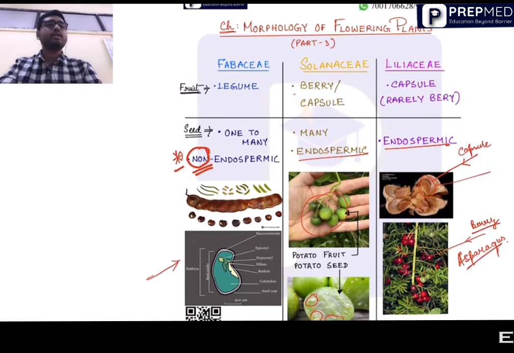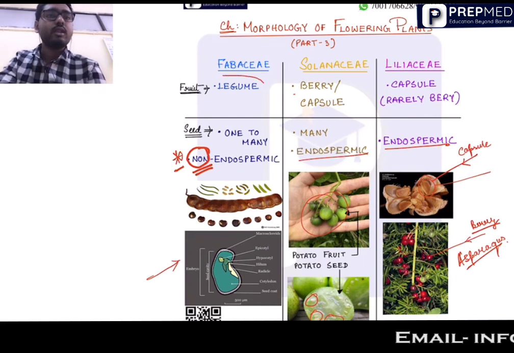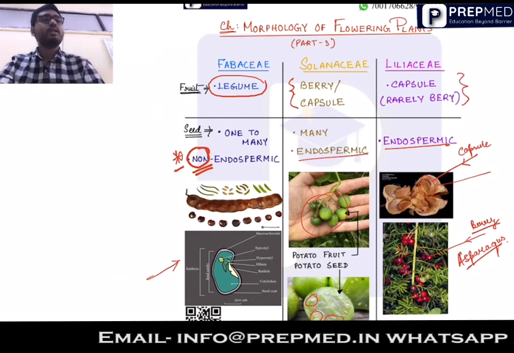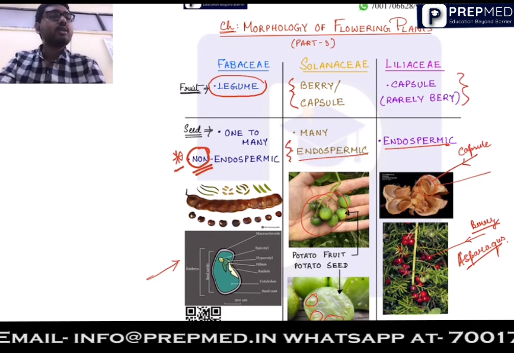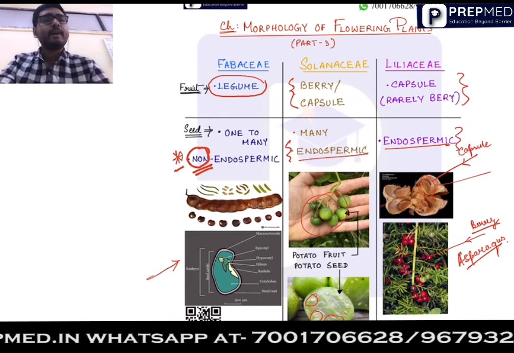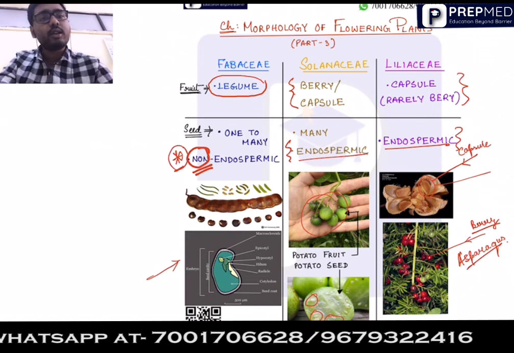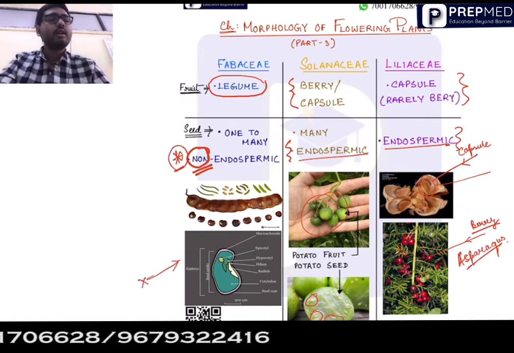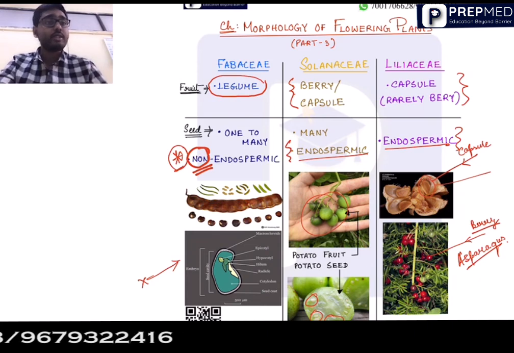So legumes, isn't it? Fabaceae are legumes, easy. Berry and capsule, if you can't remember individually, they are the same. Endospermic, if you can't remember individually, it's just the same. And this one is non-endospermic. This one is important, as I told you. Here you won't find anything called endosperm in the cross section of the seed.